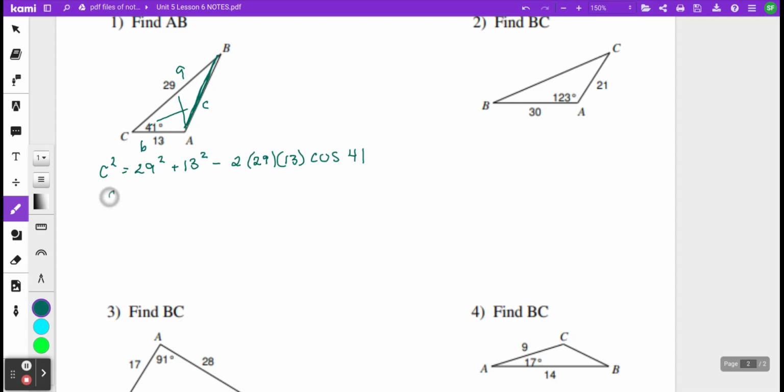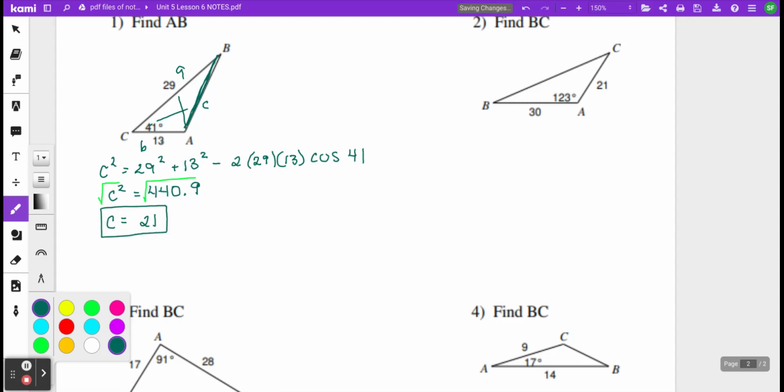And we're going to get C squared equals 440.9. Now we want to get C by itself, so we're going to square root both sides, and we only want the positive, so we don't need to worry about putting a plus or minus in front. So C is actually going to equal 21.